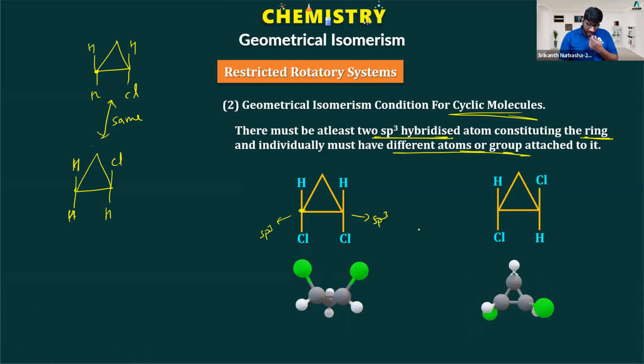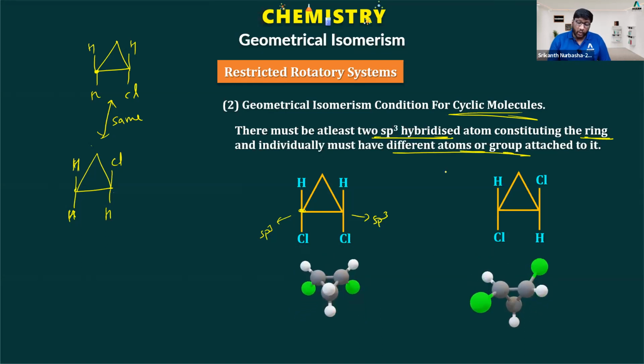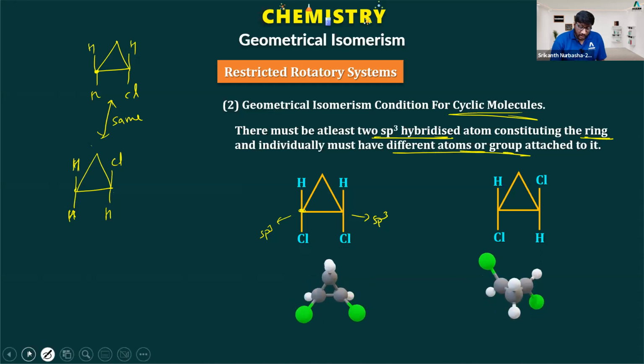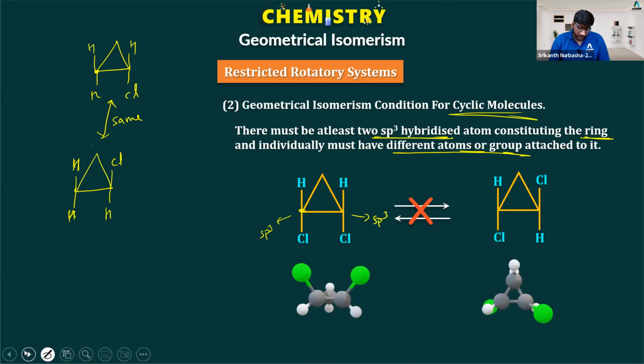Right, students? So whenever we have two different atoms on two sp3 hybridized atoms in the ring, they will show cis-trans isomerism, and these are not rotatable.